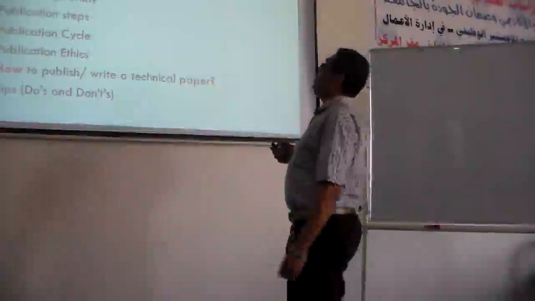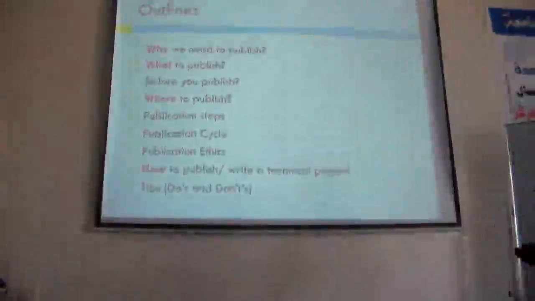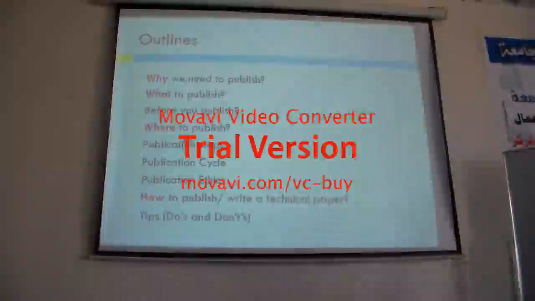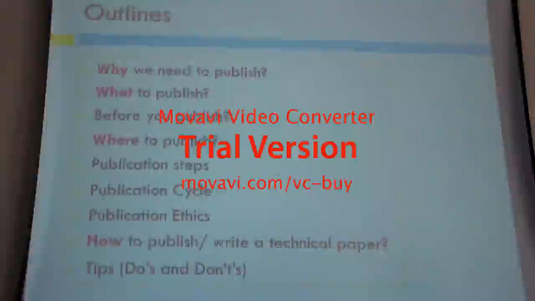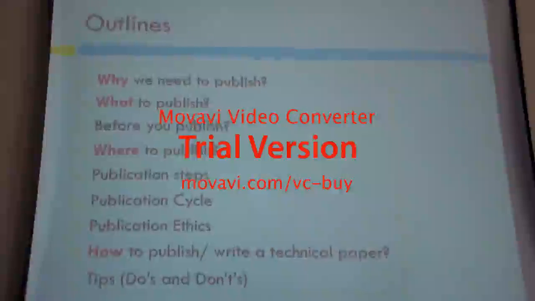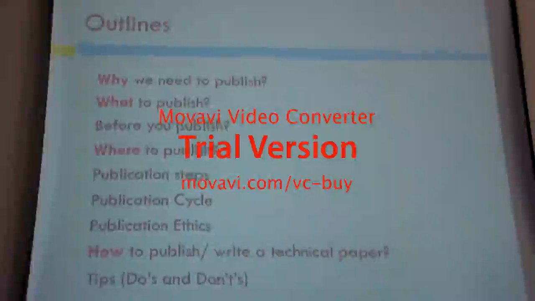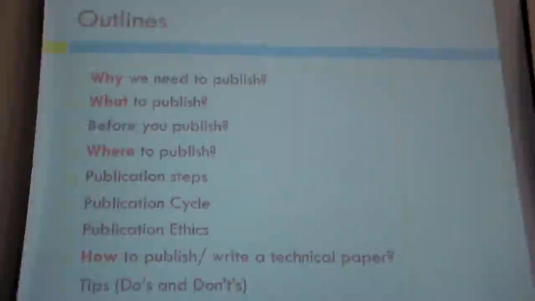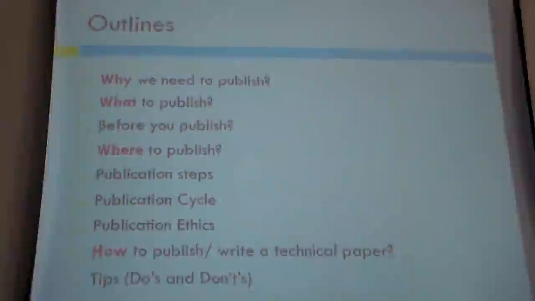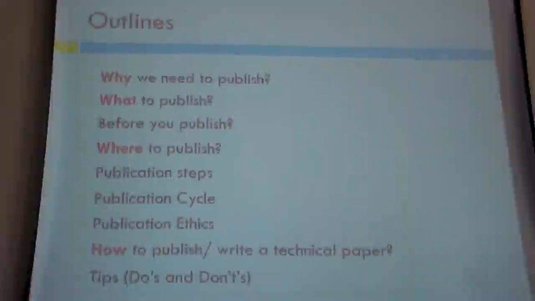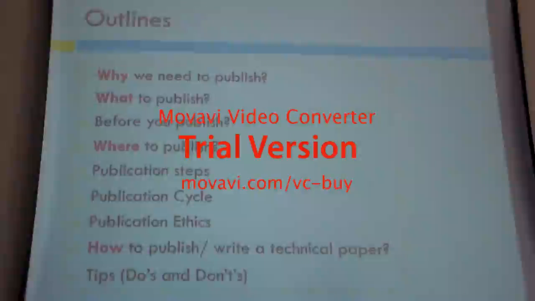So the outline of this lecture is the following points. First, why we need to publish. Why we need to write a conference or journal paper. What to publish? What is the thing that we need to publish? Before we publish, what you need to ask yourself, and where to publish.